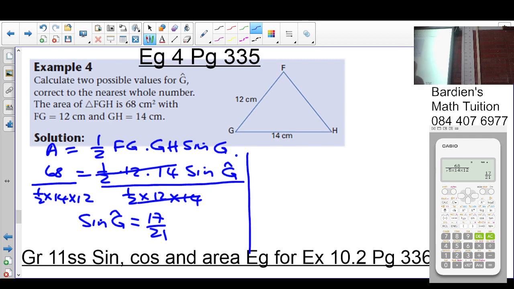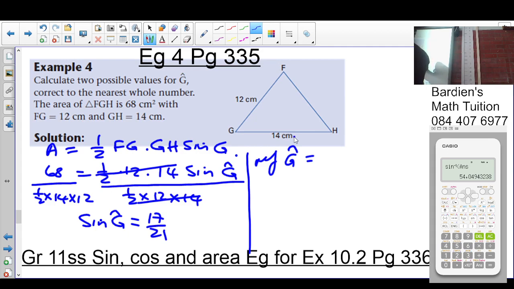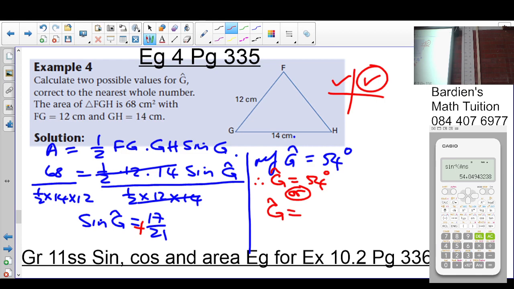Okay. As we work out angle G, it's going to be my reference angle. So angle G is equal to arcsine of 17 over 21, which gives me 54.05, so to the nearest whole number it's 54 degrees. Now, remember that sine is positive in quadrants 1 and 2. If it's in quadrant 1, the angle is acute. If it's quadrant 2, the angle is obtuse. So G is equal to 54 degrees if it's acute, or angle G is equal to 180 minus 54, giving 126 degrees if it's obtuse.